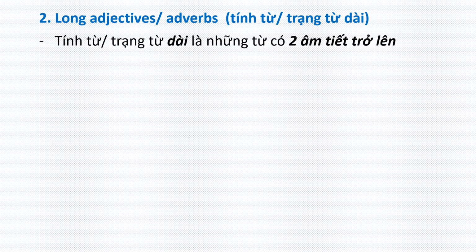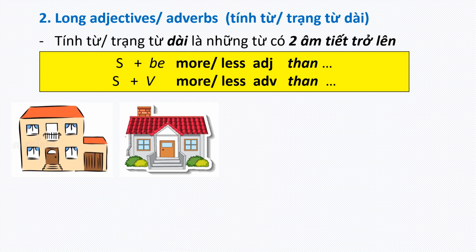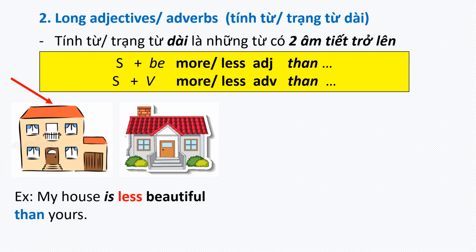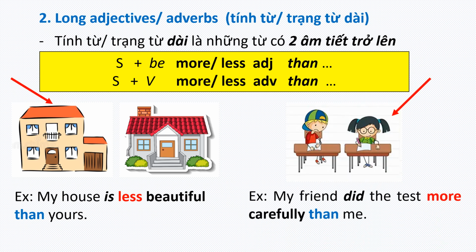For longer adjectives, we use more or less before the adjective. For example, my house is less beautiful than yours. My friend did the test more carefully than me.